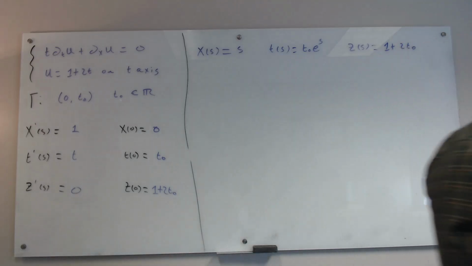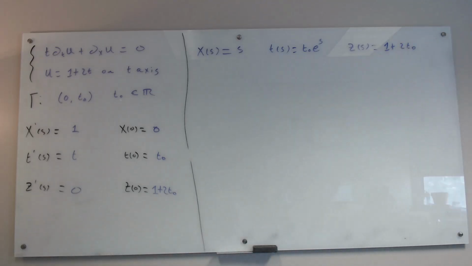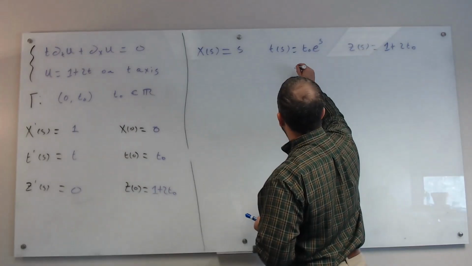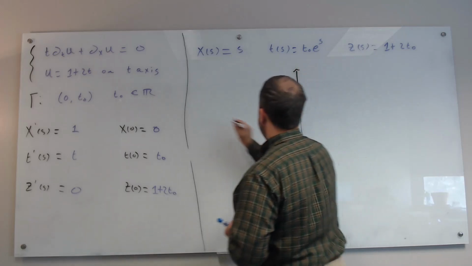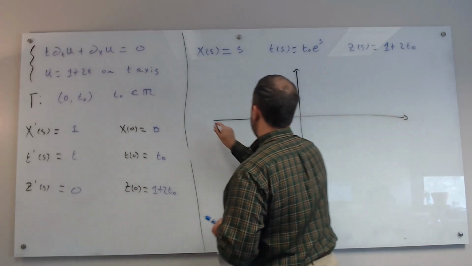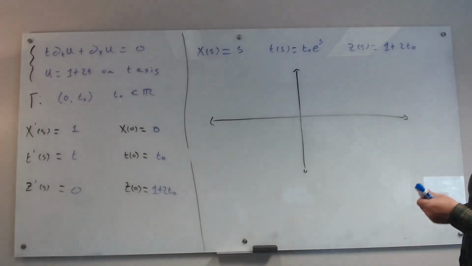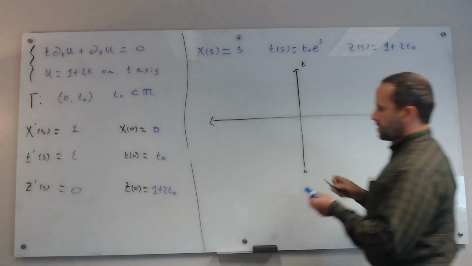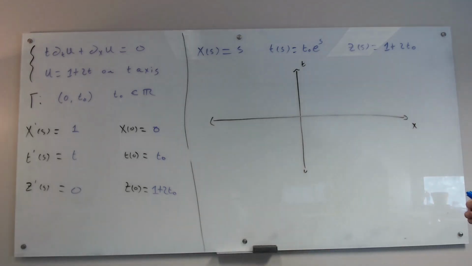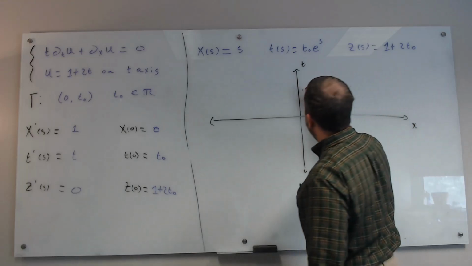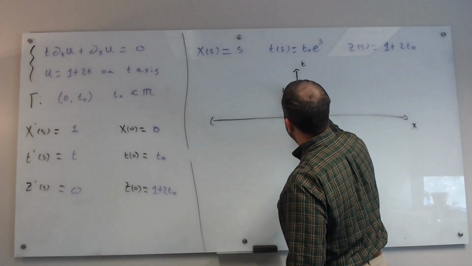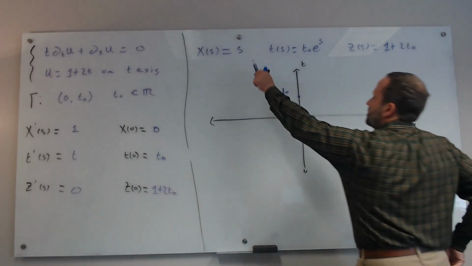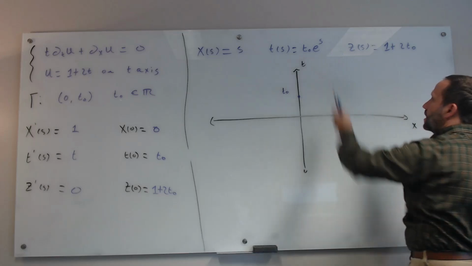Okay, so let's think about graphing some of these. When I say some of these, I mean the characteristics. This is the x-axis, this is the t-axis. Okay, let's say I'm going to take a generic point here. I'm going to call it t naught. Okay, what is my parameterization? Well, the horizontal is s, and the vertical is t naught e to the s.